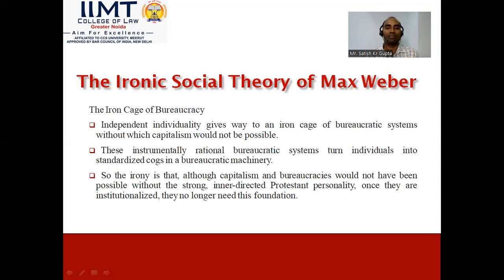Further, in the work of Max Weber, we can see the iron cage of bureaucracy, his most prominent work. The first point is that independent individuality gives way to an iron cage of bureaucratic system, without which capitalism would not be possible. The second is that this instrumentally rational bureaucratic system turns individuals into standardized cogs in bureaucratic machinery. And the last is the irony: although capitalism and bureaucracy would not have been possible without the strong inner-directed Protestant personality, once they are institutionalized, they no longer need this foundation.